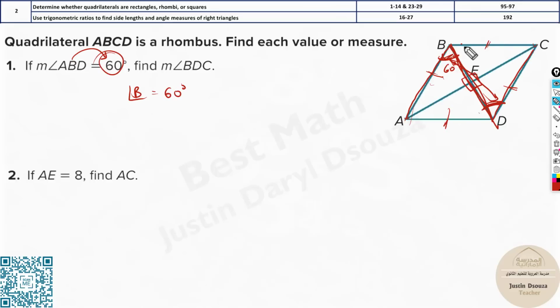Rhombus is a special case. Even these are also equal. This is also 60 here. This is 60. Also, this will be 60. So otherwise, it's alternate interior angle.